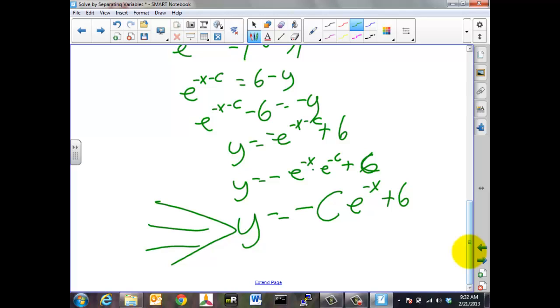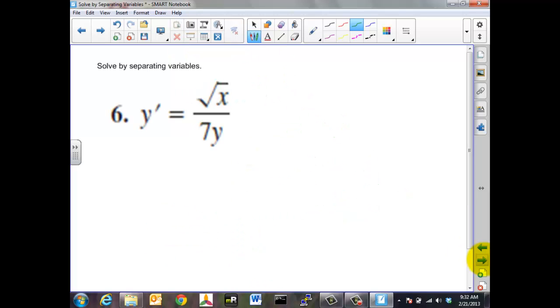Let's go look at another one then. Y prime equals root x over 7y. Solve this on your own, please. See if you can do this on your own.